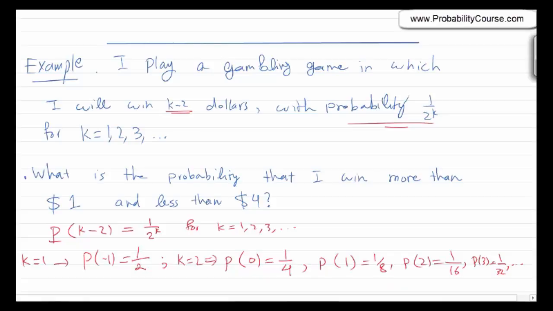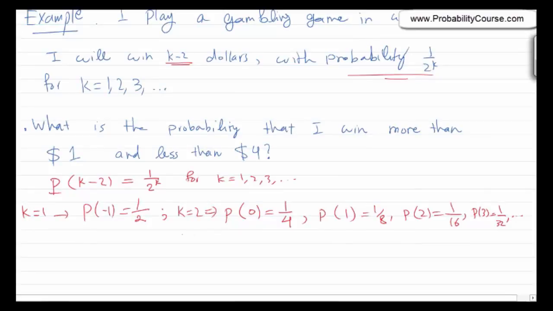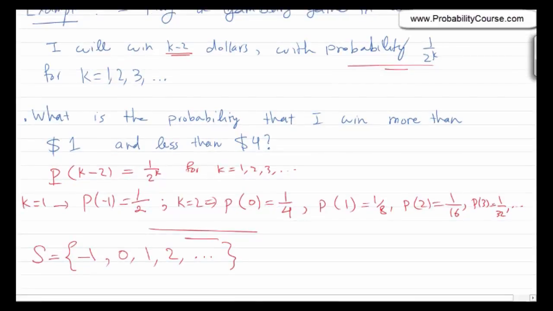Okay, so let's look at the solution to this problem. Well, so here, what is my sample space, by the way? My sample space: I might lose $1, so the outcome might be minus 1. I might win $0. I might win $1. I might win $2, and so on. So that's all the possible outcomes of this basically random experiment.